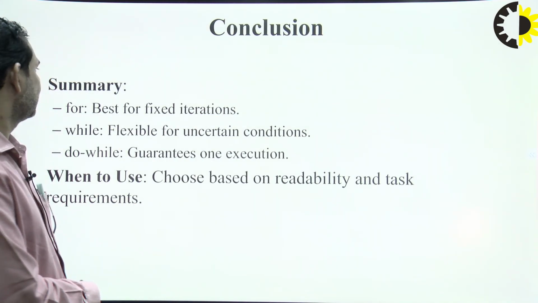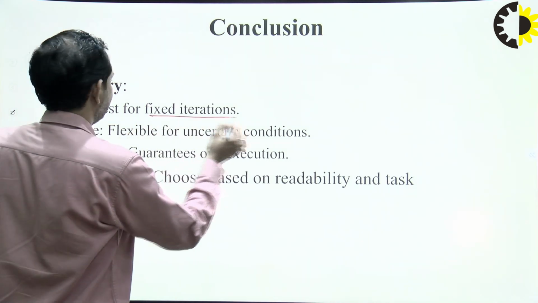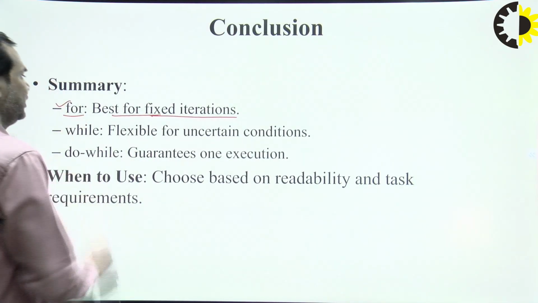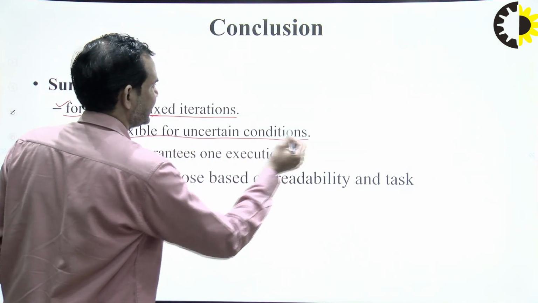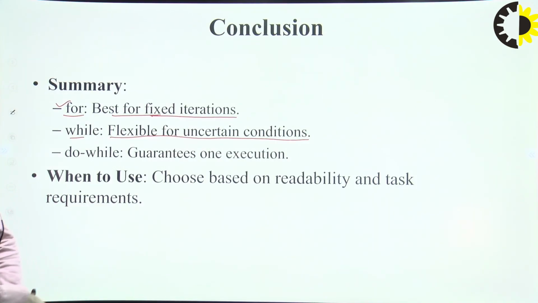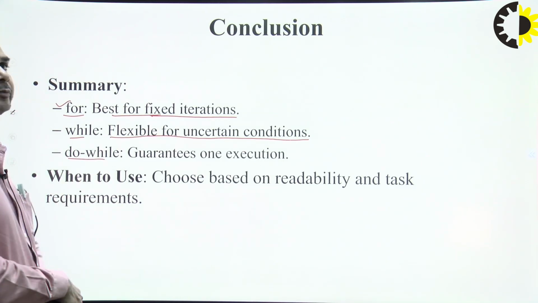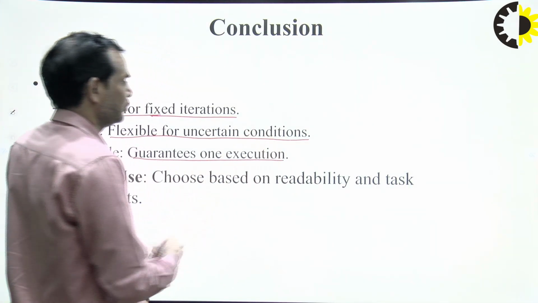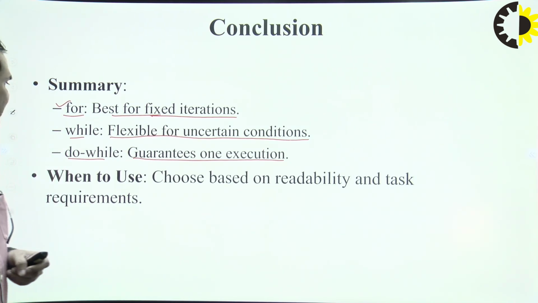What is the main conclusion? Again, if we know the number of iterations earlier, we use the for loop. The while loop is flexible for uncertain conditions, meaning we do not know how many times it will execute, so we use the while loop. And the next one is the do while loop. At least it will generate one output, or we can say it will print at least one time. So it has a guarantee to execute at least once.